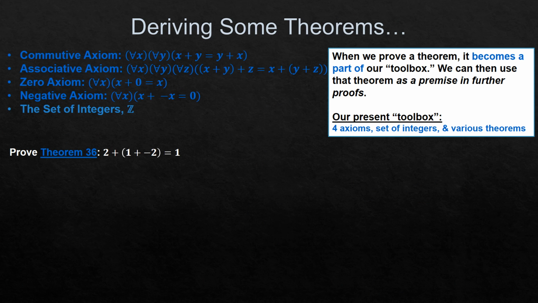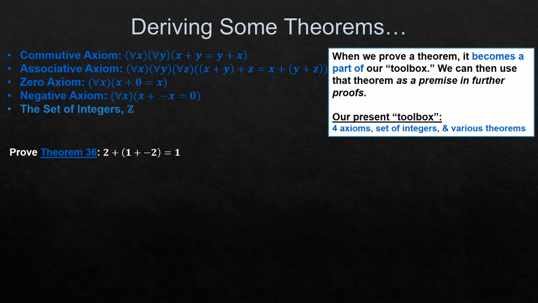We will look at one final proof for theorem 36. It's kind of like theorem 31, but that's all right. We have 2 plus the quantity 1 plus or minus 2 is equal to 1. We're going to implicitly assume the logical truth rule. We're going to implicitly assume the identity rule and go from there. The strategy is going to have to be bring the 2 and minus 2 together. So then we can use the zero axiom ultimately to prove what we want to prove.